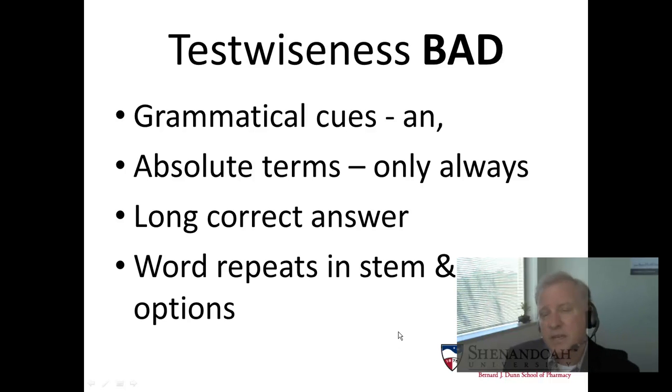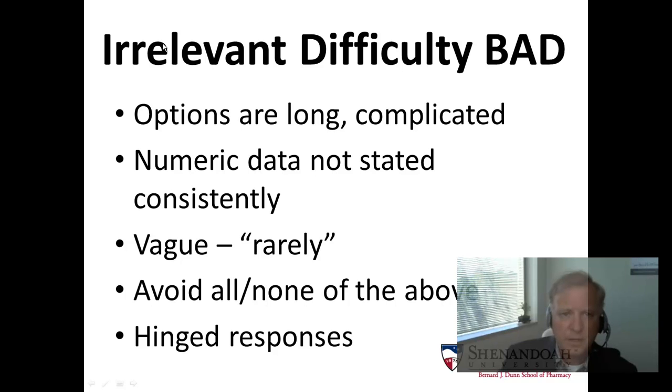Something else you need to be aware of is test wiseness. Grammatical cues. Absolute terms we just mentioned. Long correct answers, they're a problem. Repeated words in the stem and options is also something you want to avoid. Irrelevant difficulty, long, complicated options, inconsistent stating of numerical data is something you need to be aware of. Vague terms, all of the above or none of the above, you want to avoid those. And hinged responses, where answering one question provides hints to the answer of subsequent questions. You want to avoid that as well.